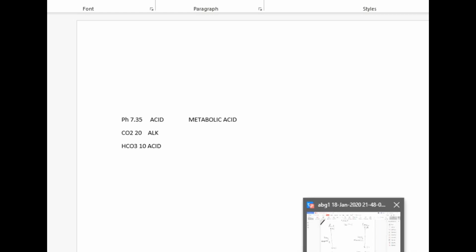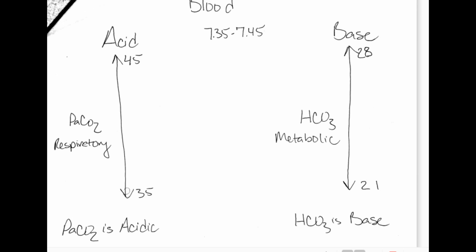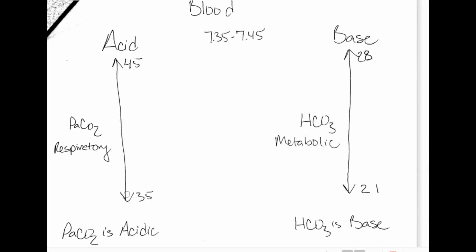So let's go back to this chart because I want you guys to take a mental note of this, and I want you to write it down and have time to practice. But this is a perfect way you can learn ABGs.